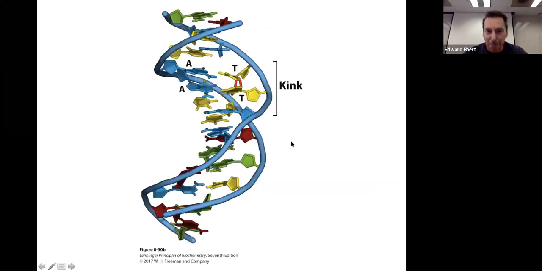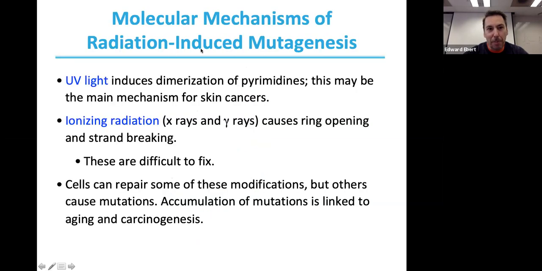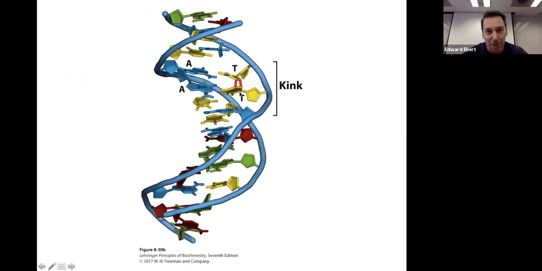Okay. Here we can see a dimerization of our pyrimidines. We essentially have a covalent bond that forms between adjacent pyrimidines, which introduces a kink in the DNA. So instead of twisting around like it should, we get this little flex or kink in there, and we can't make our base pairs as easily with our complementary partners.